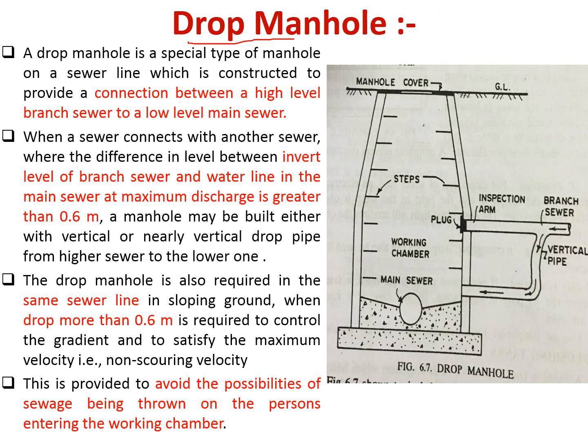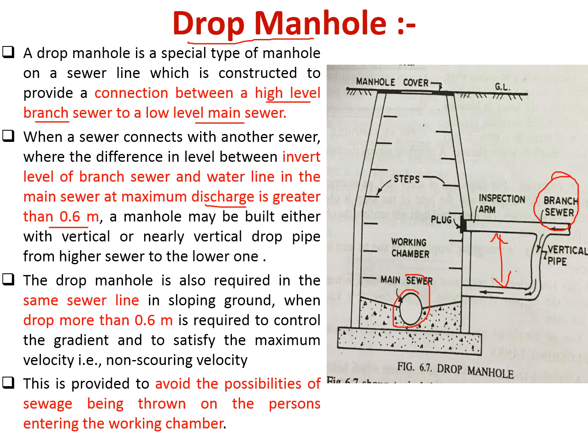Now next is drop manhole. This drop manhole is a special type of manhole on a sewer line which is constructed to provide a connection between a high level sewer and a low level sewer. So generally a high level branch sewer and a low level main sewer. In this figure, just try to understand, this is your main sewer and this is your branch sewer, but the depth or height from which this branch sewer is supplying water is large.